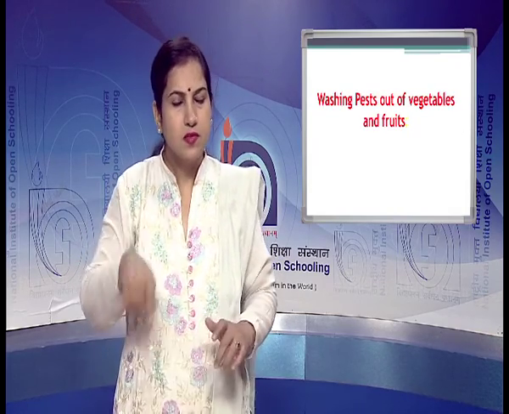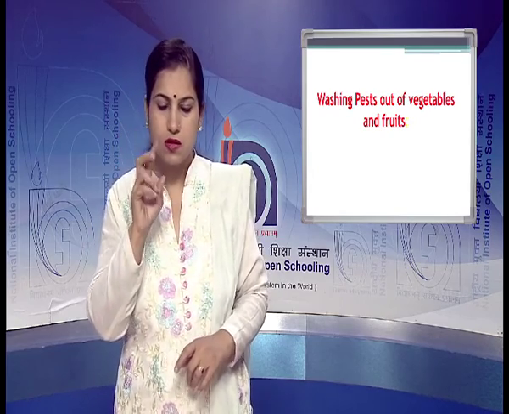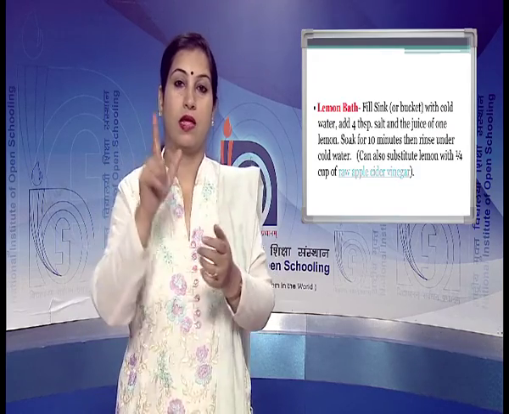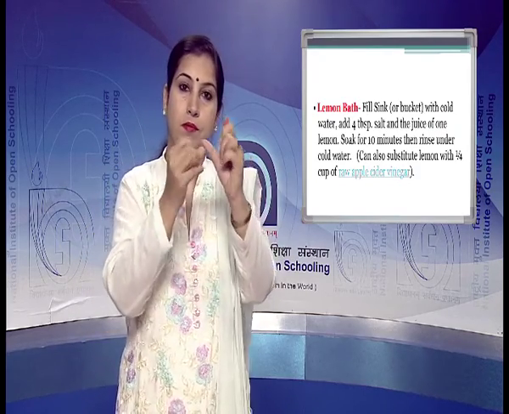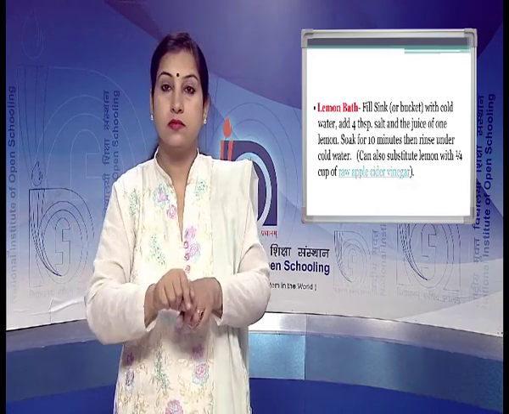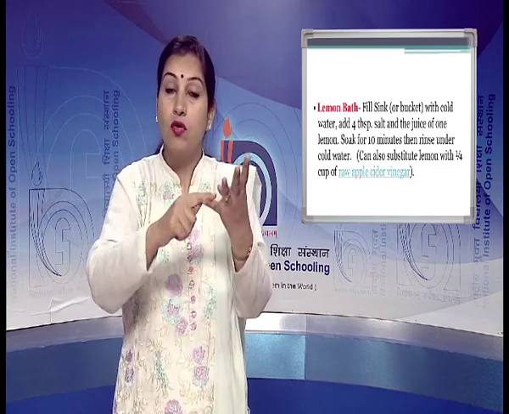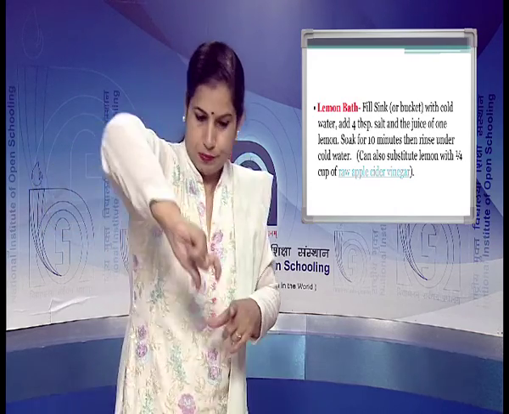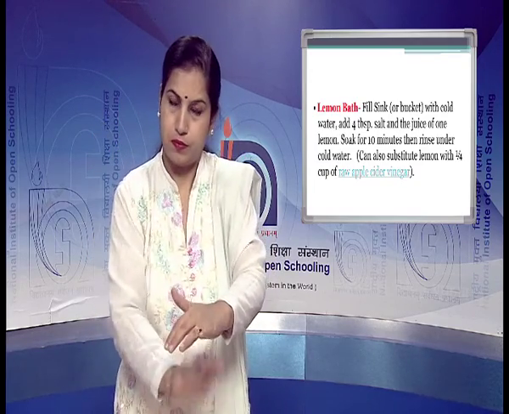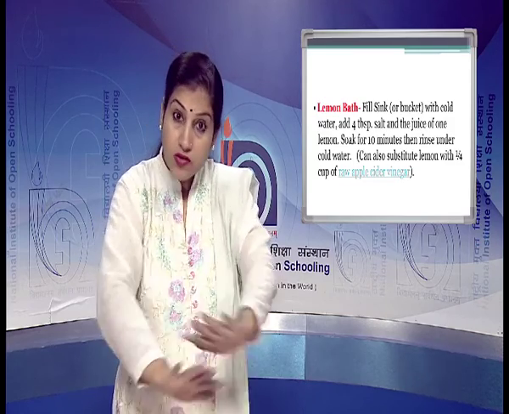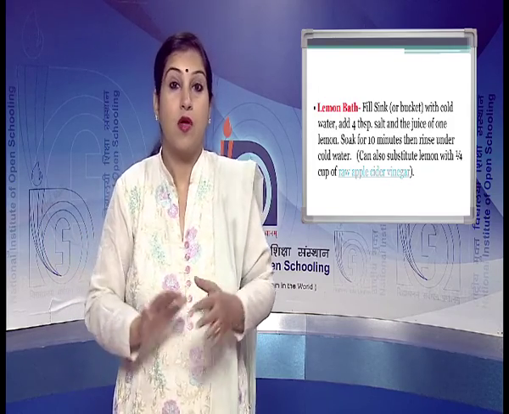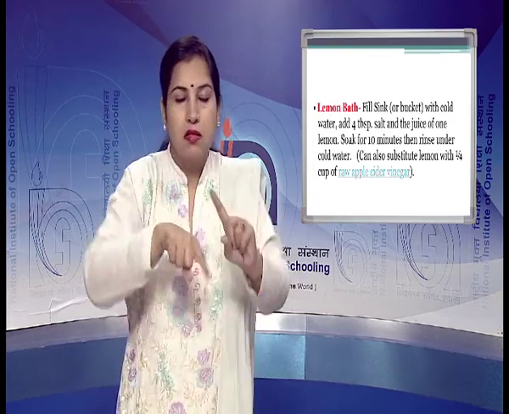Washing pests out of vegetables and fruits. Lemon bath. Let's understand lemon bath. Fill sink or bucket with cold water. Add 4 tablespoons of salt and the juice of 1 lemon. Soak for 10 minutes. Then rinse under cold water. Can also substitute lemon with 1/4 cup of raw apple cider vinegar.